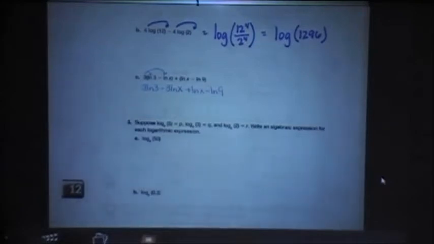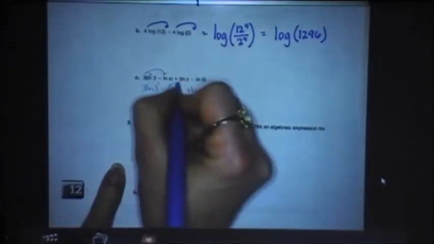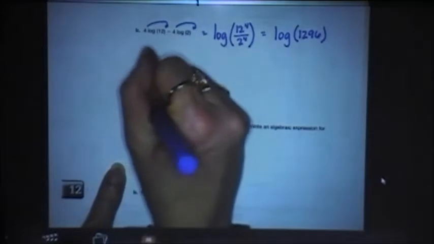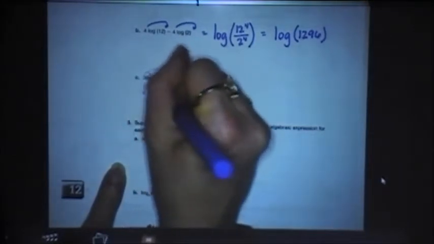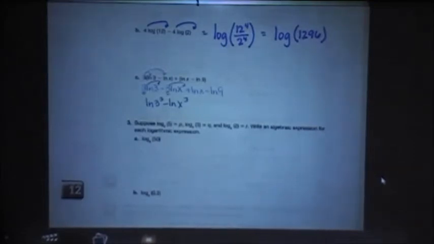Now I can take each of the individual 3's that's in front, these 3's, and put them where they go. So this 3 goes over here. 3 to the 3rd. So this is going to be log 3 to the 3rd minus log x to the 3rd. Yes? Yes, ma'am. Plus log x minus log 9.